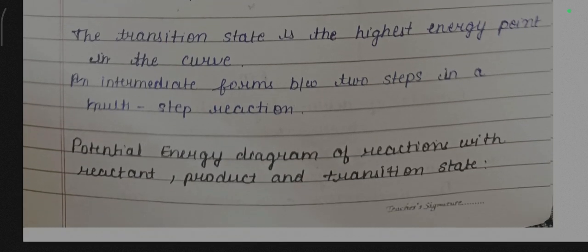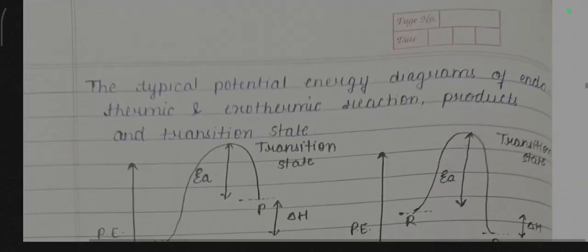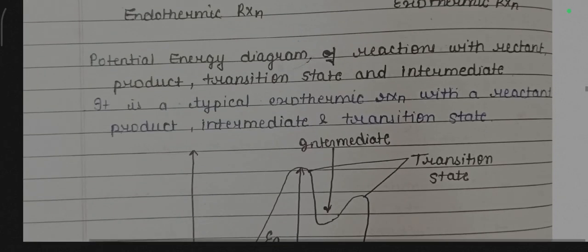Potential energy diagram of reactions with reactant, product and transition state. A typical potential energy diagram of endothermic and exothermic reaction products and transition states. Potential energy diagram of reactions with reactant, product, transition state and intermediate. It is a typical exothermic reaction with reactant, product, intermediate and transition state.